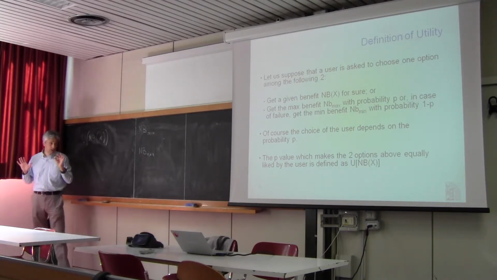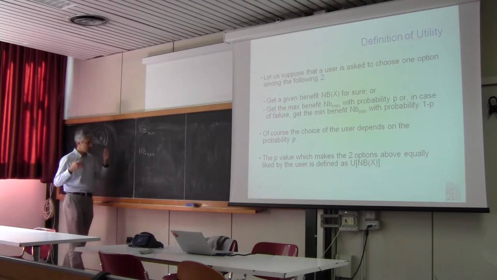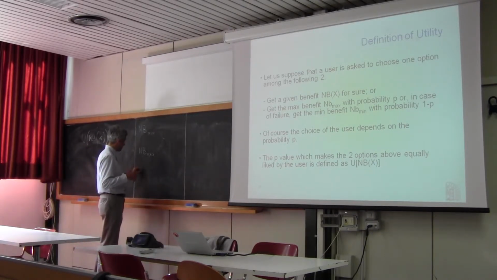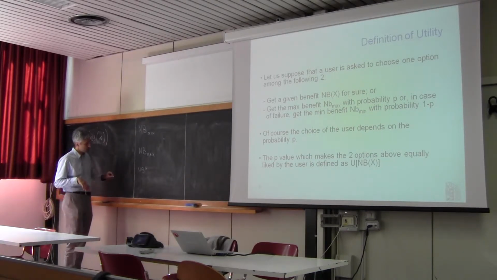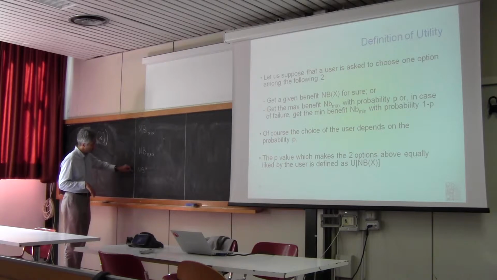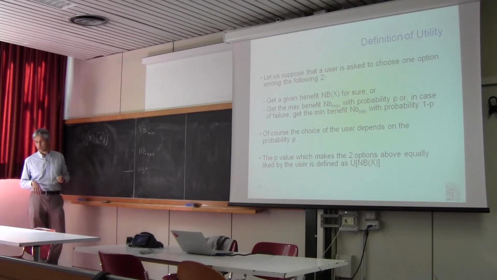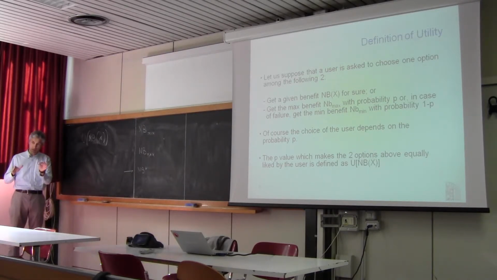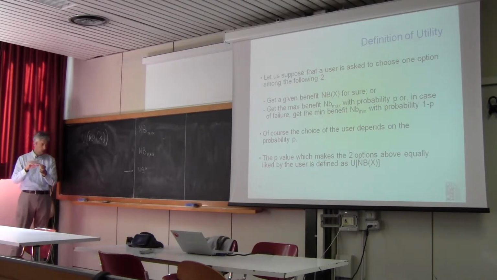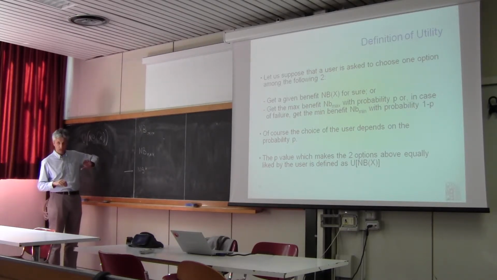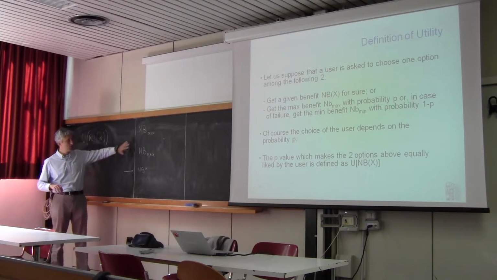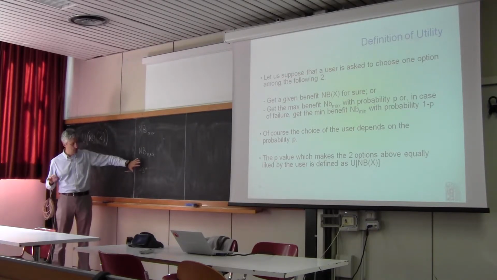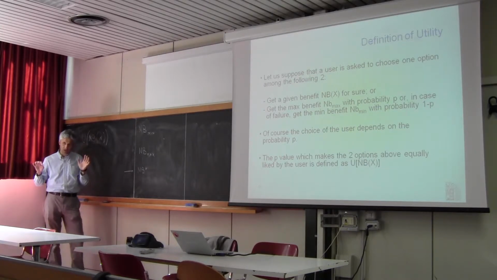And you ask him, what is your preference? Let's refer to a net benefit NB star, a given benefit. What is your preference? I may give you this outcome for sure. So the first option corresponds to certainty. You tell him, look, you have to tell me what is your preference. I may give you this outcome for sure. Of course, NB star is comprised between min and max. It can also be min and max. But let's make reference to a generic benefit.